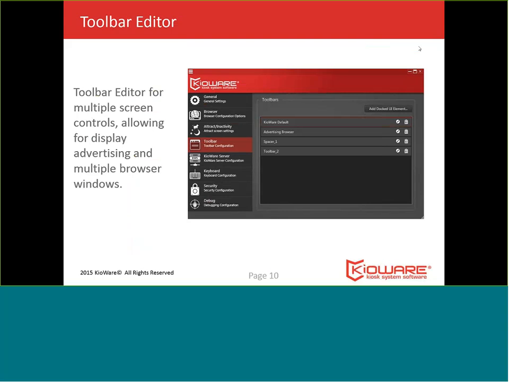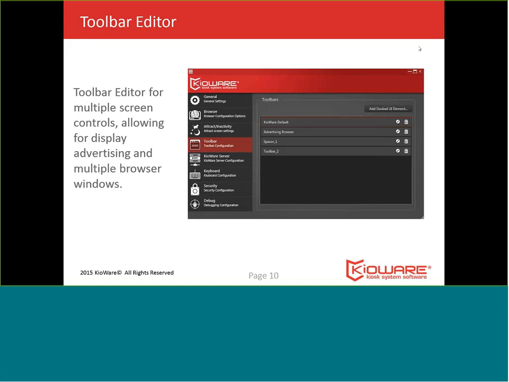In KioWare Classic for Windows, the user interface was limited to a single full-screen browser. With the new KioWare for Windows, additional browser windows can be configured to display advertisements, your homepage, and any other multi-browser scenario that needs to be accommodated. For example, you could dock a weather pane on the bottom.